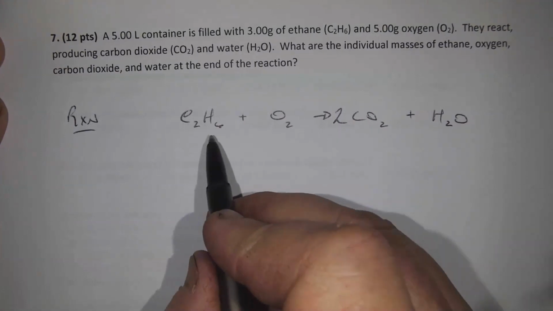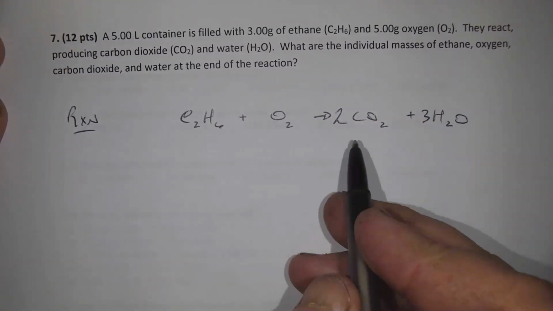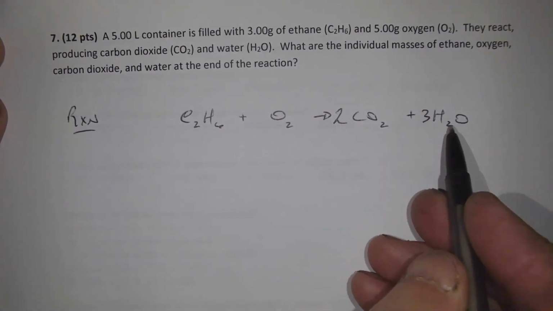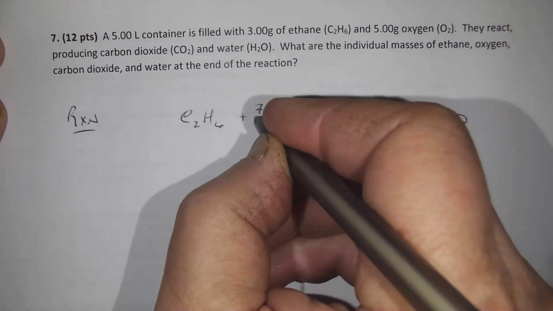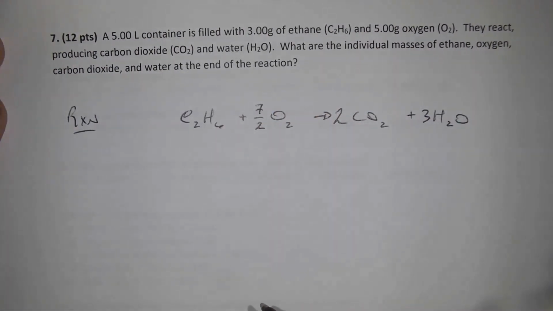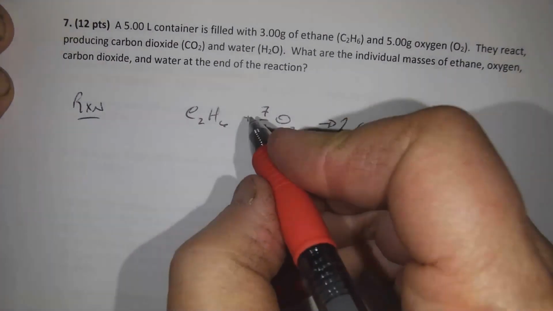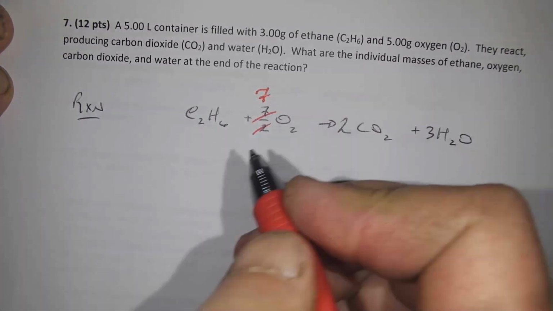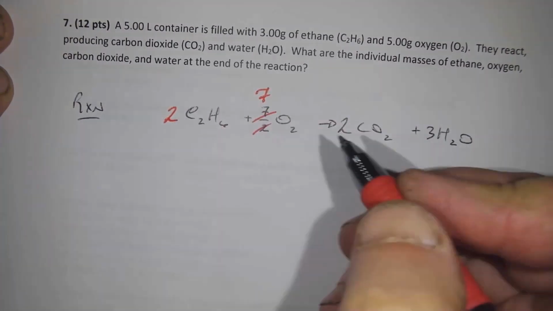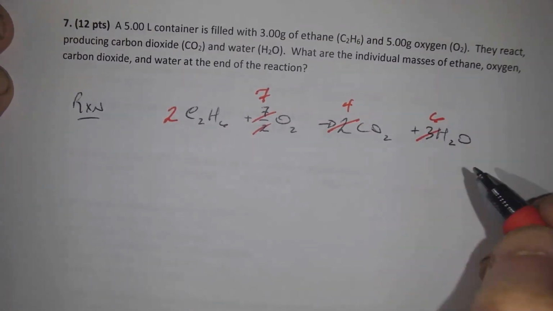I should have done that in red, but I will. 6 hydrogens here, put a 3 there, count up the oxygens: 2 times 2 is 4, plus 3 is 7 oxygens. This is O2, so I might have to do a 7/2 here. I could solve the problem keeping this fraction, but that's a little bit messy, so usually what we do is we say, hey, let's just clear this by multiplying by 2. So this is a 7, this becomes a 2, this becomes a 4, this becomes a 6.